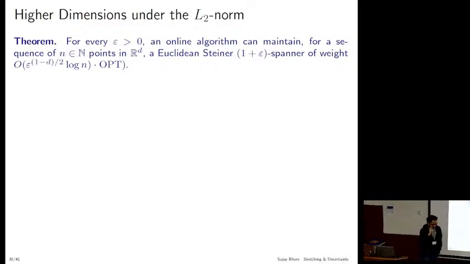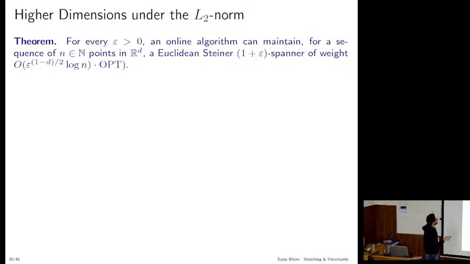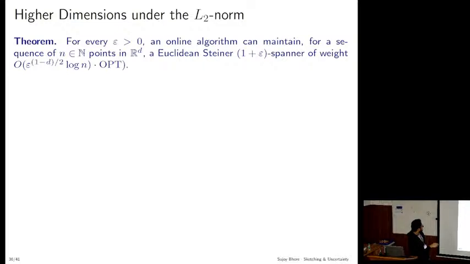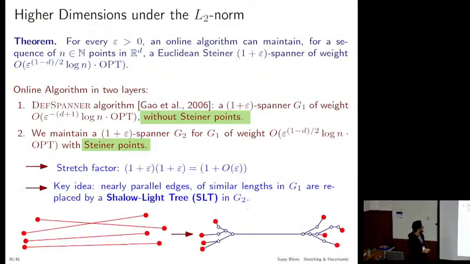So I'll just give one quick algorithm for online spanners. This is a high dimensional spanner under the L2 norm. We show that you can get a Steiner 1 plus epsilon spanner with epsilon to the minus 1 by 2 times log n times opt. This uses two components. Actually, if we don't use Steiner points, then you get d plus 1, and with Steiner points it's much better. So essentially the phenomenon is this.